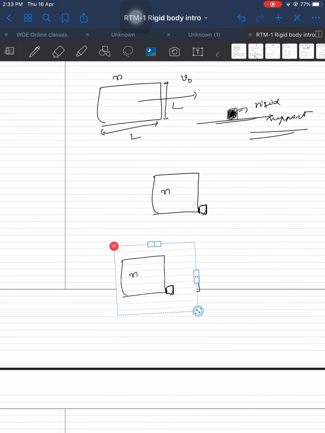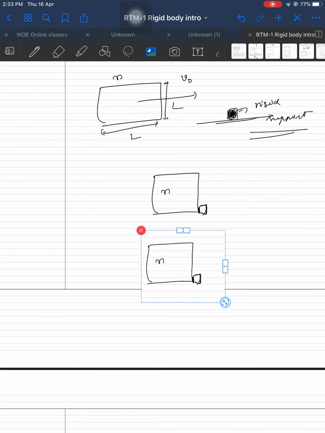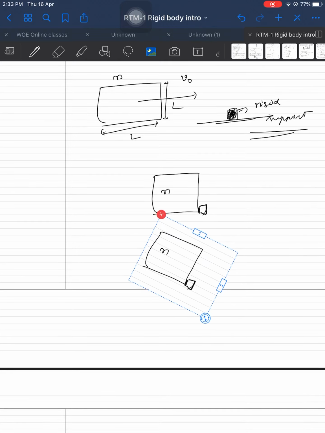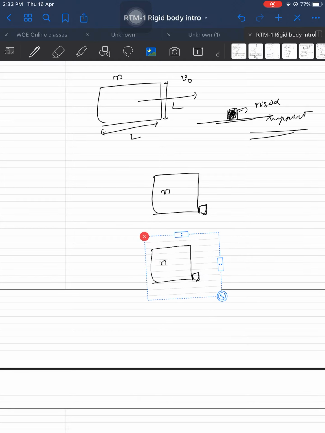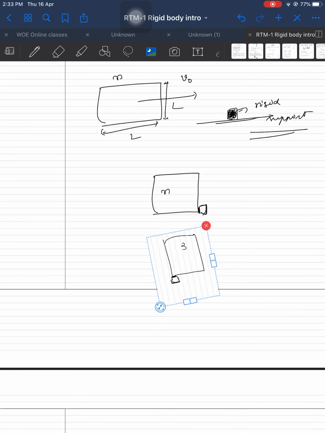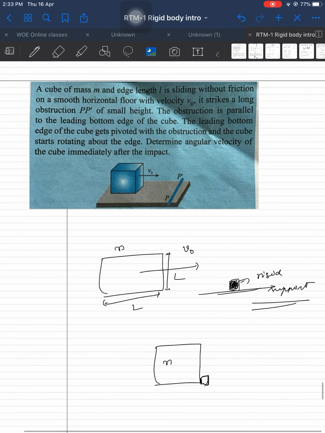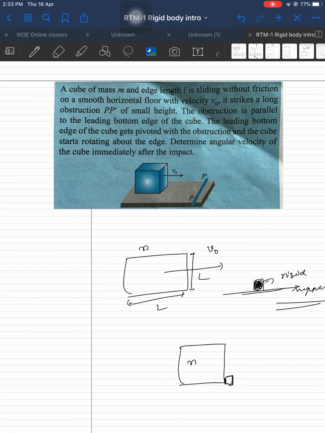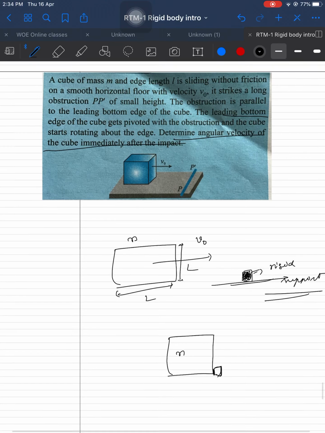So this is a mass m. Now this starts at about the same point, and it starts rotating like this and falls down. Initially it was like this before striking, and after striking it rotates like this and falls down. So what he is asking is: what will be the angular velocity once it's stuck? Determine the angular velocity of the cube immediately after the impact.